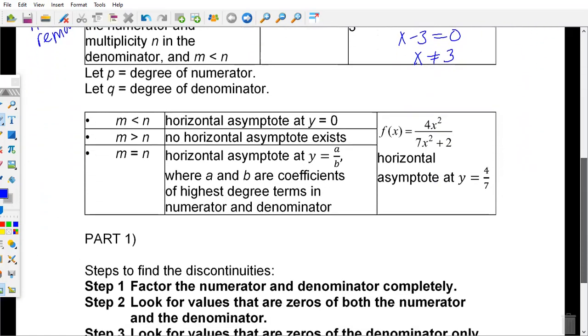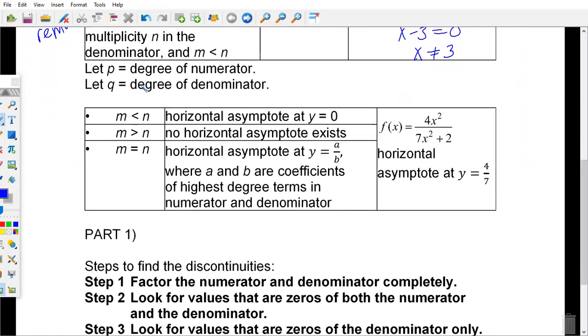All right, here we go. Next, we're going to let P equal the degree of the numerator and Q equal the degree of the denominator. I think I changed that to M and N. I didn't change your notes completely. These should be M and N. My bad, guys. I thought I changed it all the way, but I didn't. I apologize.